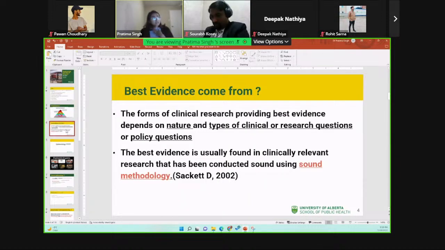I think most of the clinical research we conduct is based upon what our clinical research question is, or what policy we are exactly recommending. That is what the research question decides, the evidence of the study. So the best evidence is usually found in a clinically relevant, well-conducted study, right? When we have a very sound methodology, we'll have a good study for sure. That's how I believe good research can be conducted. A research in which we have minimized the bias is a good study.